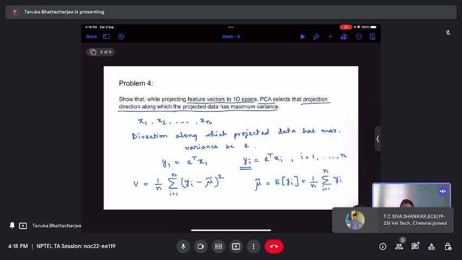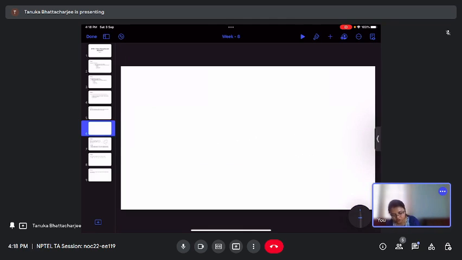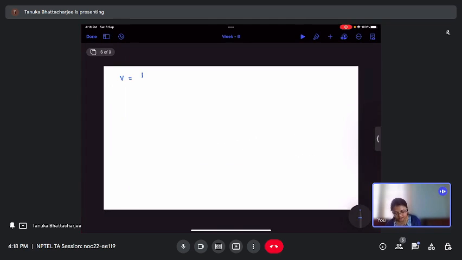further simplify this expression. So your V is, as you saw, 1 by n summation i equals 1 to n of yi minus mu tilde whole square. So first let us see what is mu tilde. So mu tilde is 1 by n summation i equals 1 to n yi, right.